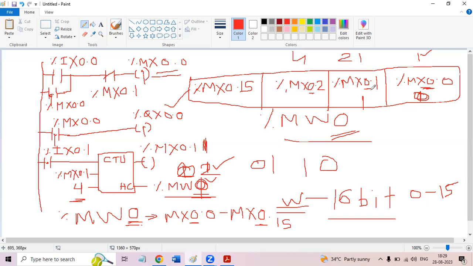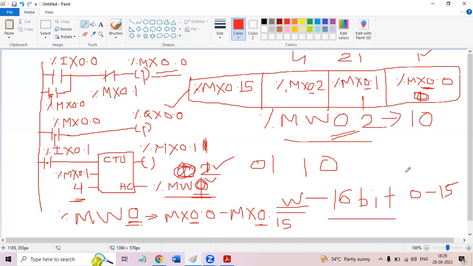Why? Because 2 has come to percentage MW0 and the binary of 2 is 1, 0. So M0 becomes 0, M1 becomes 1. Got it? So your done bit gets high. That's why it reset itself. It becomes 0, so everything is off. This is the game behind bit and word.